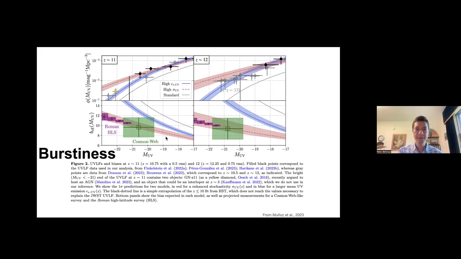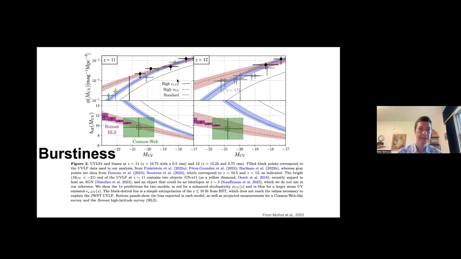If you have a lot of burstiness, however, then you have a lot of low mass halos that can briefly burst up to higher luminosities. And so then you have, on average, a lower bias. And so I just wanted to give a shout out to Julian here, for making some predictions about what James Webb, as well as other high redshift experiments, could get for constraining burstiness in galaxies using clustering.